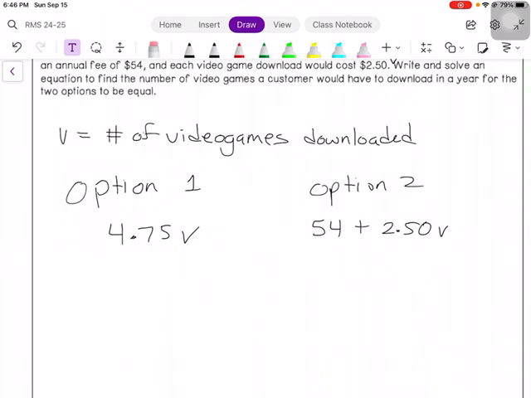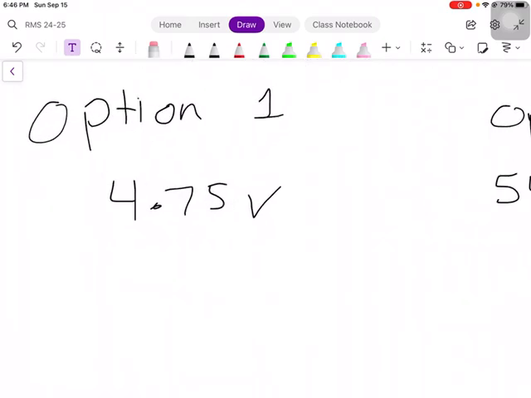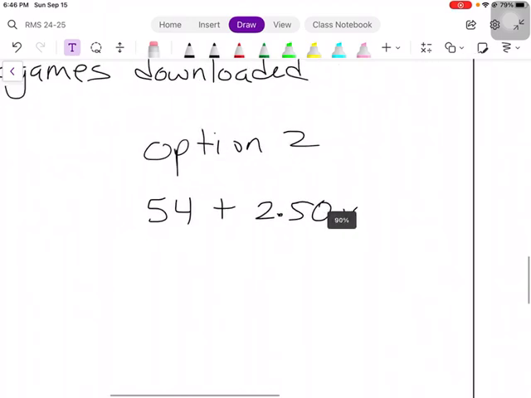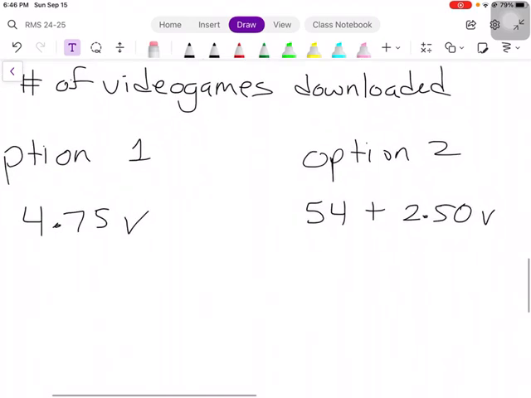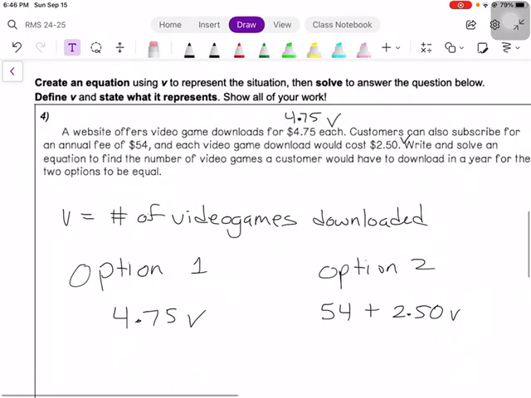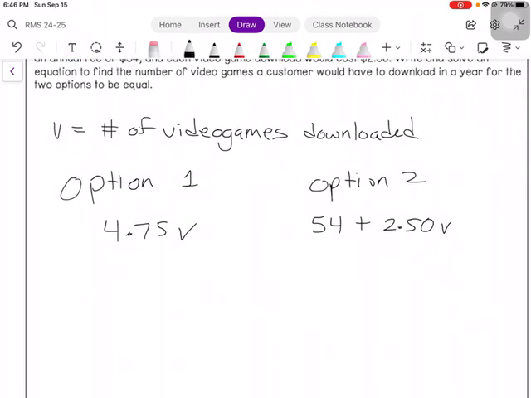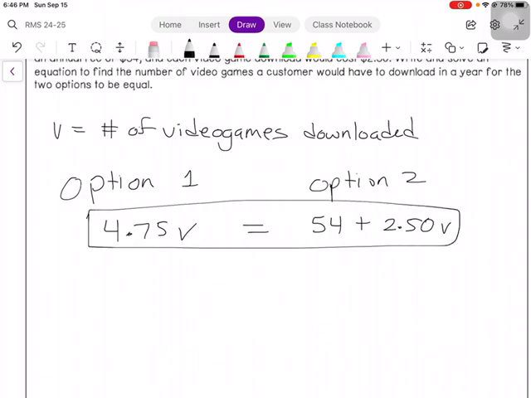So here's my 2 options side by side. I can either pay $4.75 per video game download, but I don't pay an annual fee, or I can pay an annual fee of $54 and also pay only $2.50 per video game download. And they said in the problem, when are the 2 options equal? How many video games would we have to download in order for these to be equal? So since they're literally telling us the word equal, I'm going to put the equal in between them. This right here is my equation.